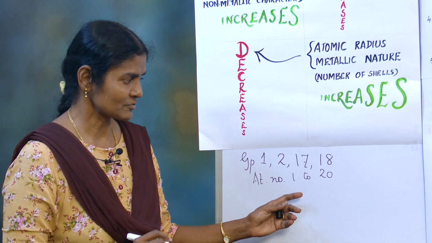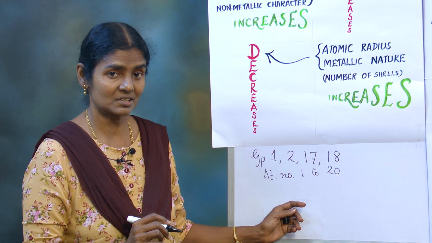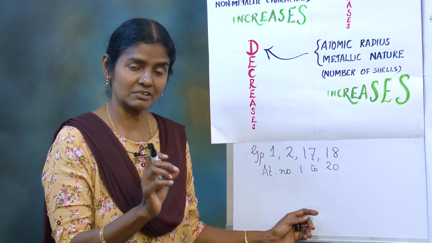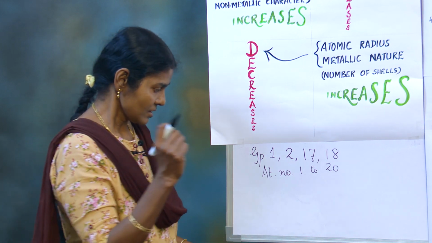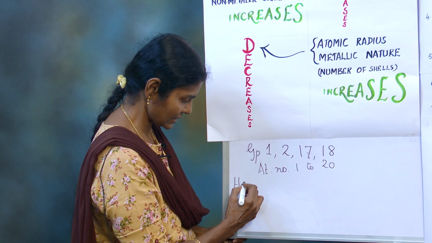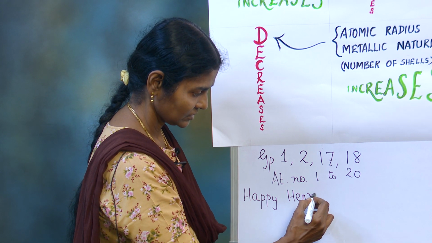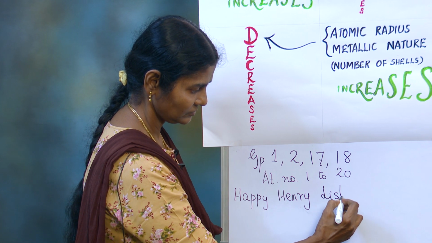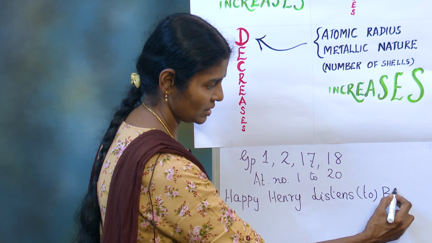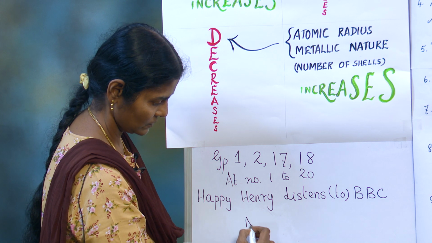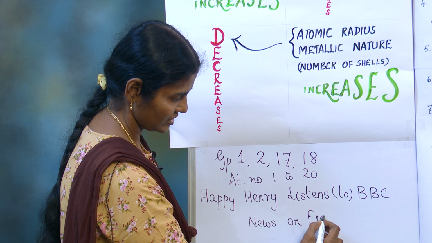But how to remember? Sometimes you do get confused, isn't it? If you want, we can learn it by heart with some acronyms. Acronyms are words where we use the first letters and connect them together, and you get the order. Now we see here: Happy Henry listens, you leave these 2 alone, BBC News on Friday nights.